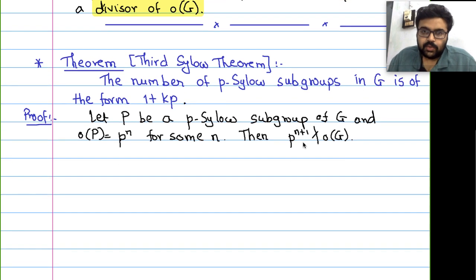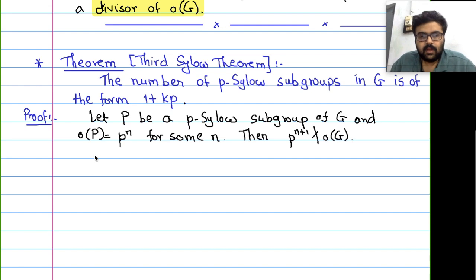Right, so now we use the double cosets here also. But as you have seen, for double cosets we need two subgroups, but here we have only one subgroup. So what we do, we take double cosets of P and P. Double cosets of A and B are of the form AXB. Here we take the double cosets of P and P only.